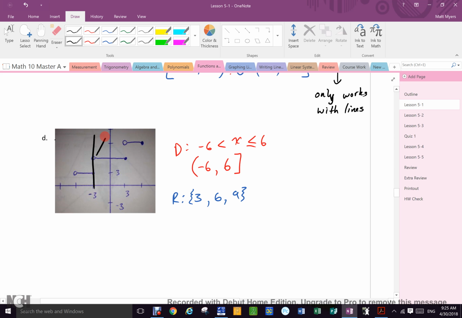Isn't that further ahead, or is it less? Pardon me? The open-ended dot, does that mean it'll stretch further? That means it starts again at negative 2.999999 and so on.